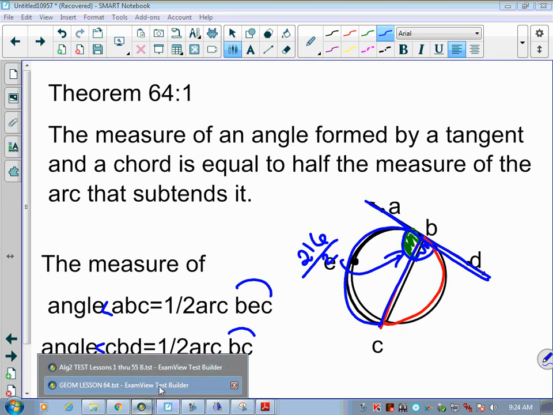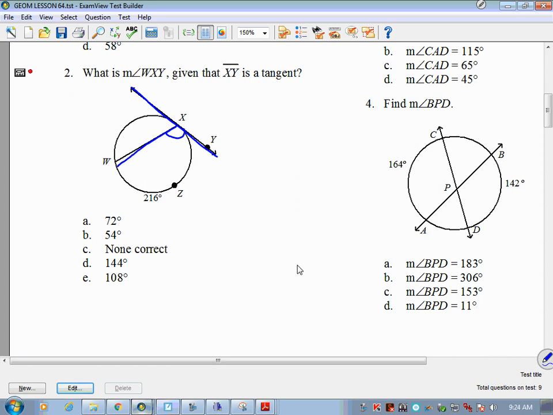Okay, so how do I find that? 216 divided by 2. Okay, what's that going to give me? 108. Okay, now, if I was looking for, let's say, this angle right here.